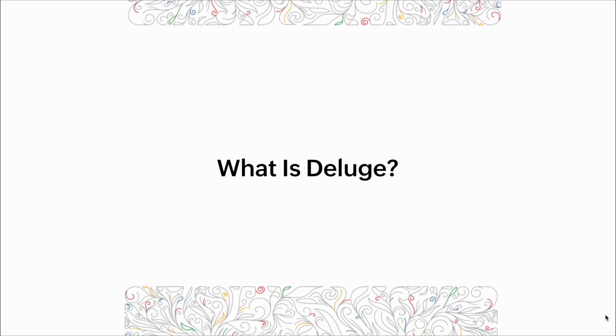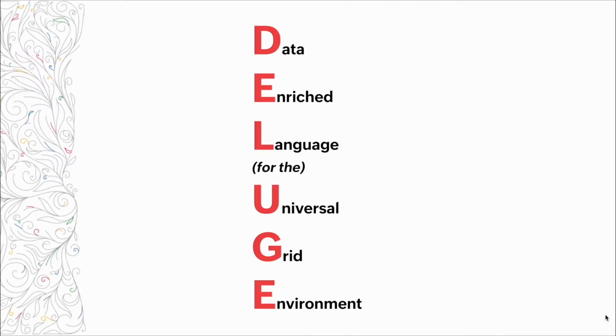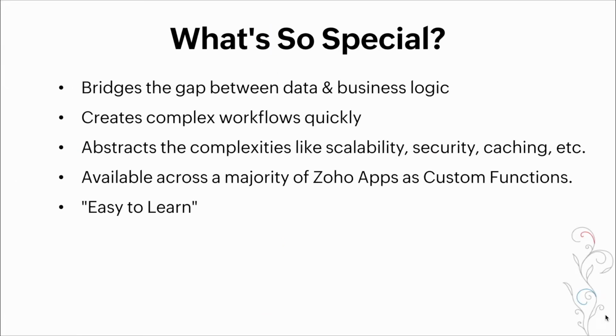So what is Deluge? Well, Deluge stands for Data Enriched Language for the Universal Grid Environment. So what's so special about it? Well, Deluge helps you bridge the gap between data and business logic. It creates complex workflows very quickly, and it abstracts the complexities like scalability, security, caching, etc. It is available across the majority of Zoho applications as custom functions, and it is very easy to learn.